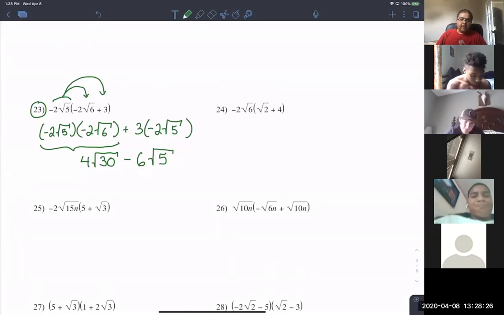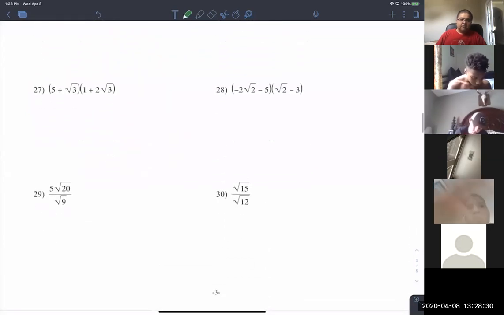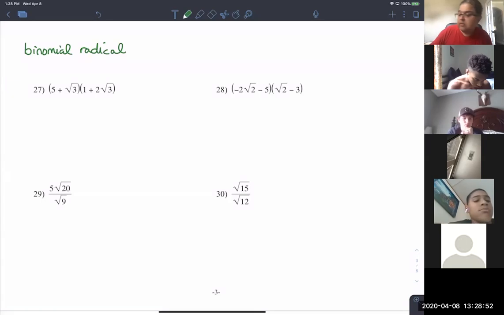Okay, so before we left school on the Corona break, we talked about problems like number 27, where we're multiplying a binomial radical. So remember, what is a binomial radical? It's a radical that has 2 terms. That's what binomial means, 2 terms. So this is a radical with 2 terms.